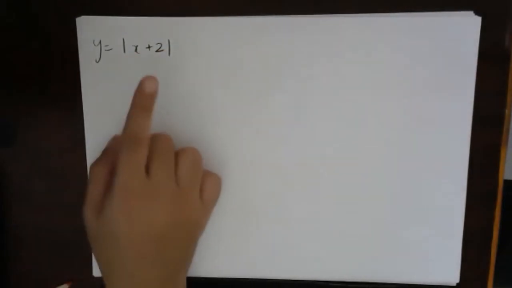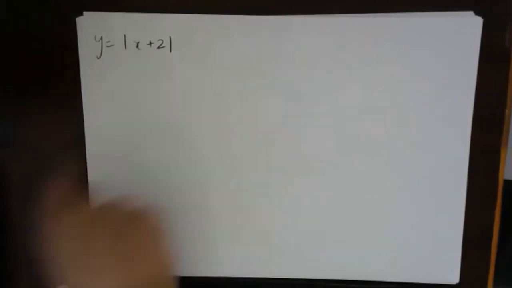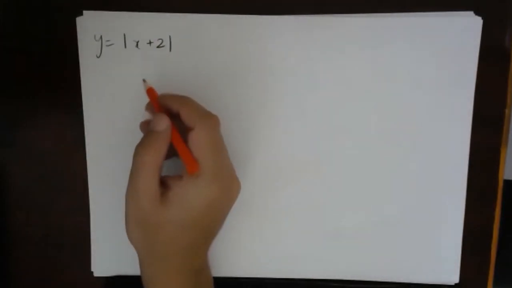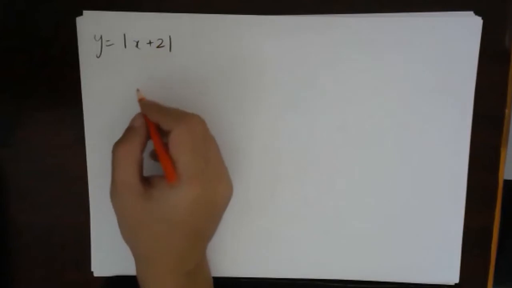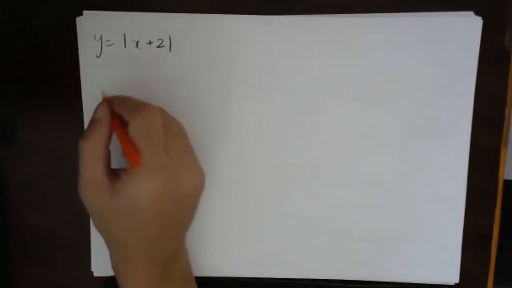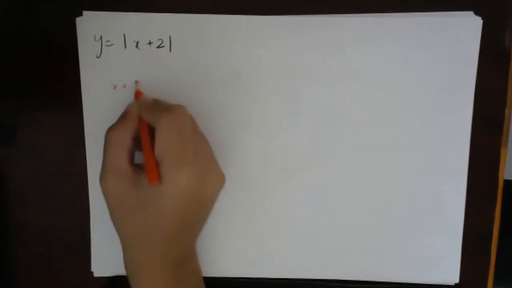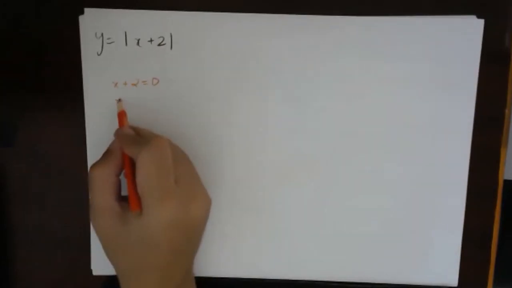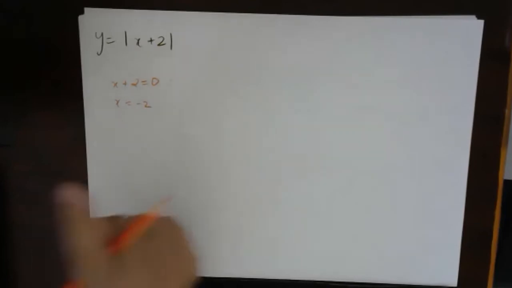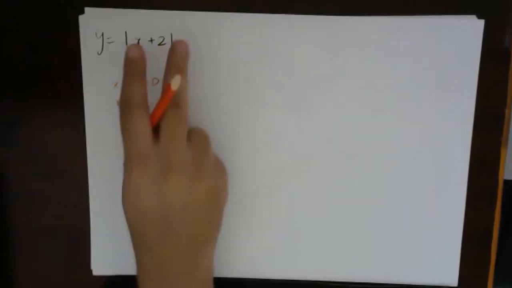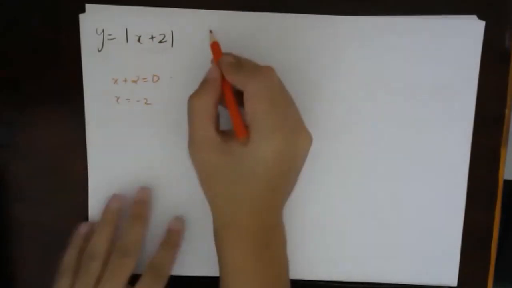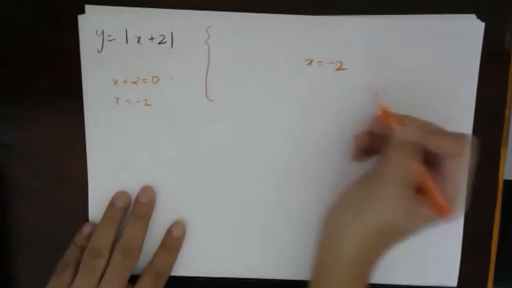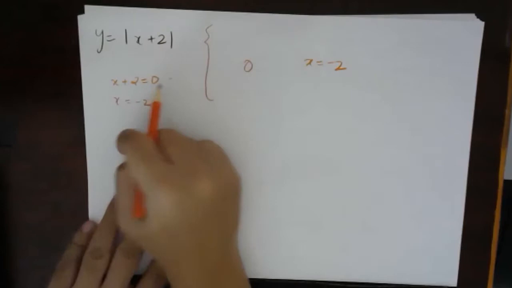The first thing we have to check is when this part is becoming 0. To check that, I will substitute it equal to 0. So x plus 2 is equal to 0, that means x is equal to minus 2. At x equals minus 2, this thing becomes 0 and gives the output 0.